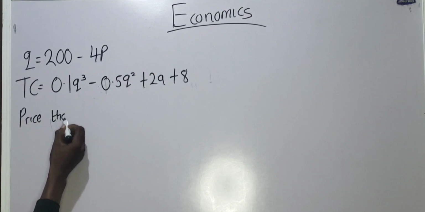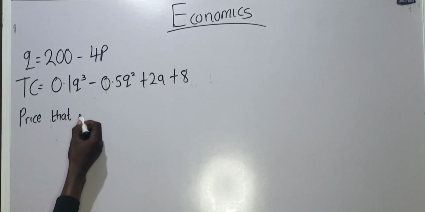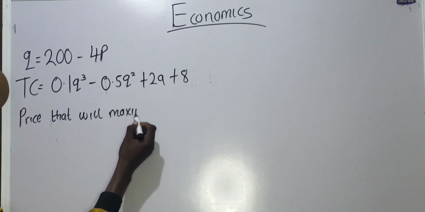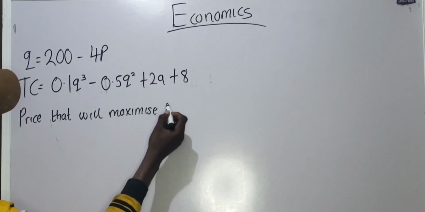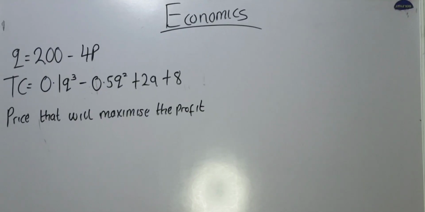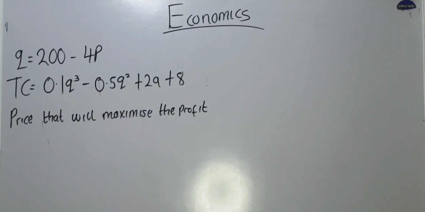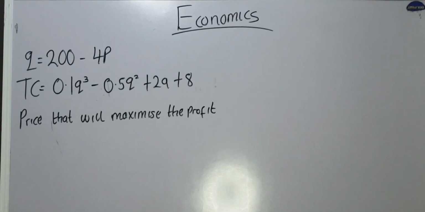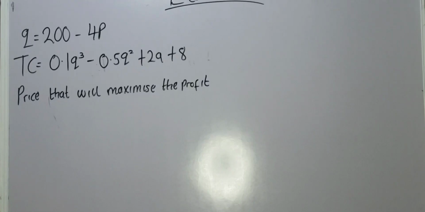The price that will maximize the profit. The meaning of that statement is: at what price will the firm sell its produce to maximize its profit? I'm going to use two methods to solve this question. Let's start with the first method.